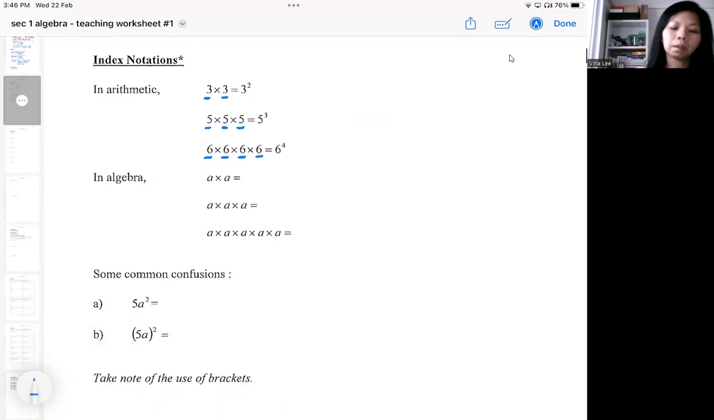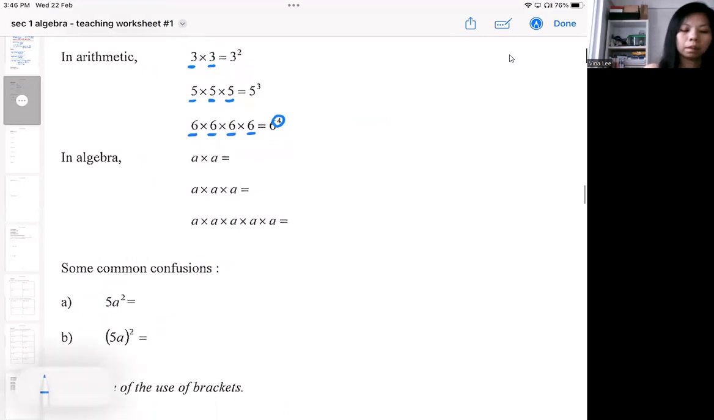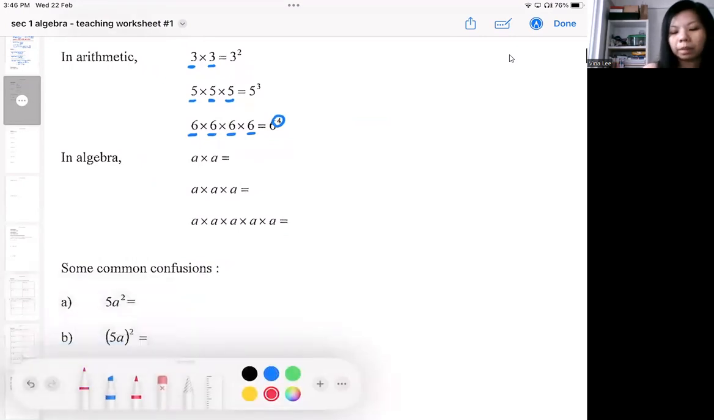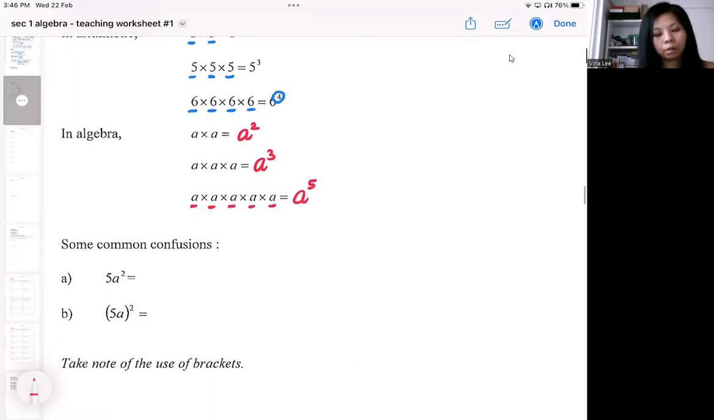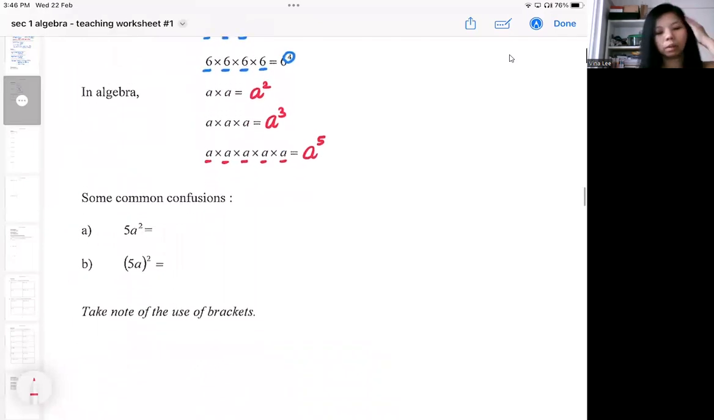The same thing in algebra. If you got a times a, there will be a squared. If you got a times a times a, there will be a cubed. If you got a times a times a times a times a, there will be a power 5. It's very simple.